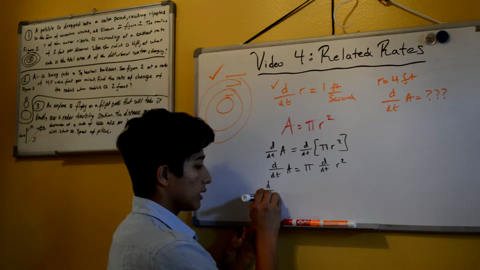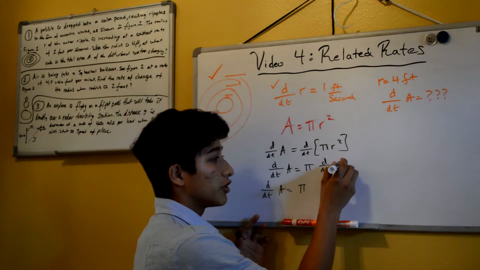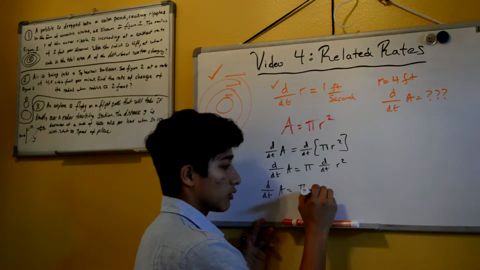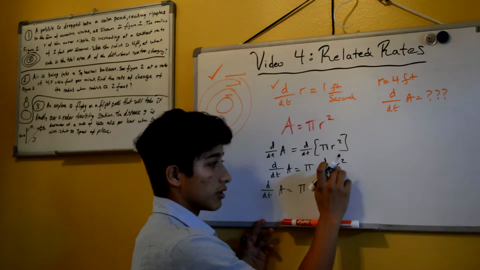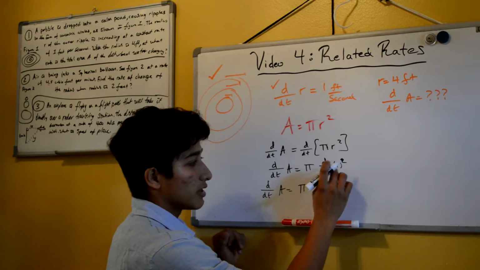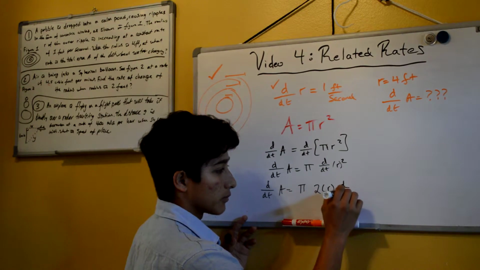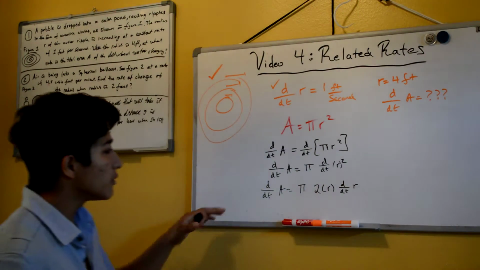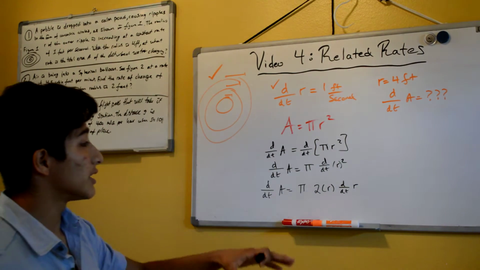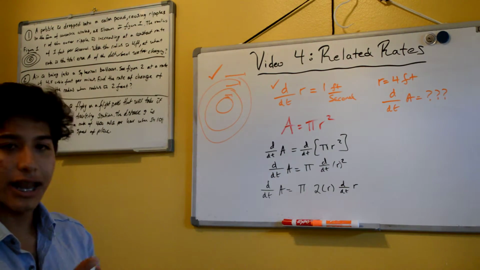So d dt of area equals pi. Remember what you do is you bring the power down, so 2. Your argument, which is inside, always stays the same, and then you find the derivative of your argument, so d dt of r. So now when we have this equation, I always double check to see that everything fits in and I'm not missing anything, and it looks like everything's good. And then now it's just simple.